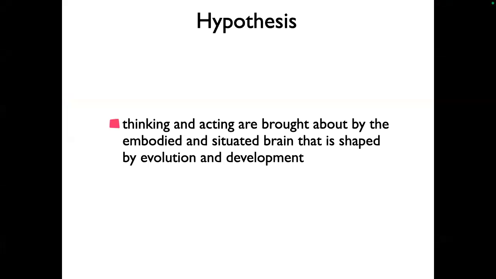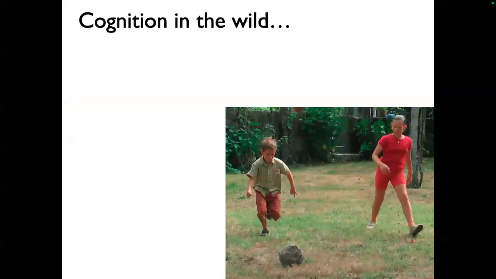This is the hypothesis that thinking and acting are brought about by the embodied and situated brain that is shaped by evolution and development. It's a very condensed statement that I'll unpack a little bit as we go. Maybe a way to approach that is to think of what I call cognition in the wild.